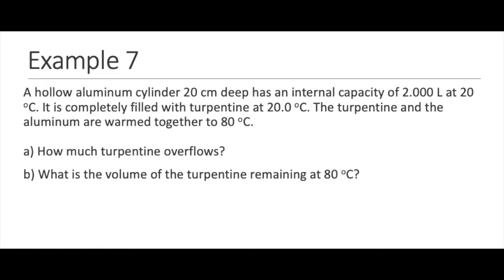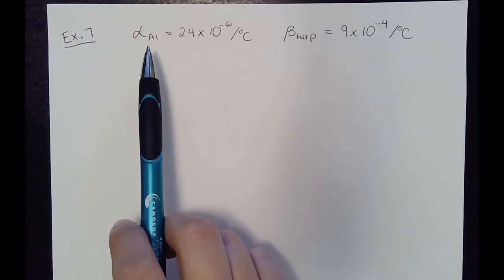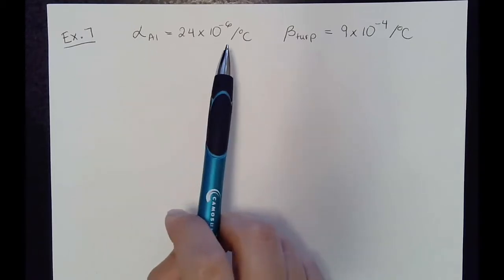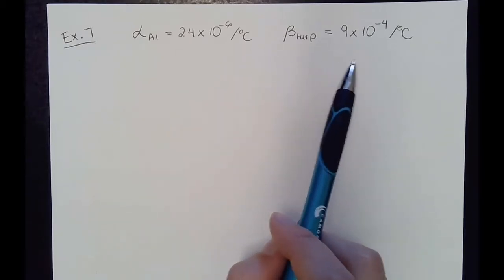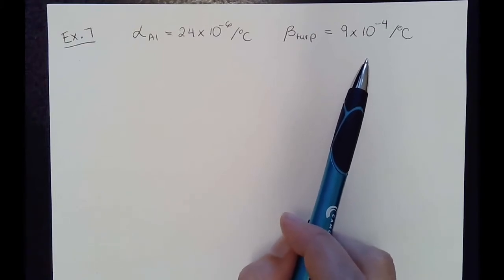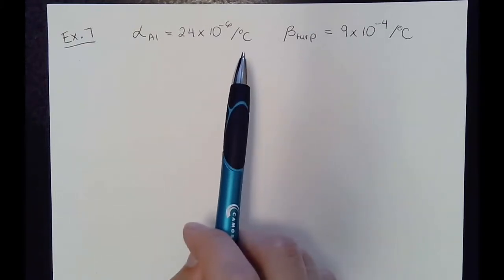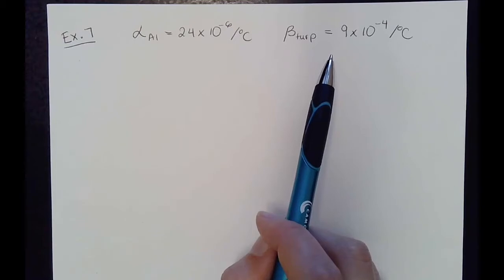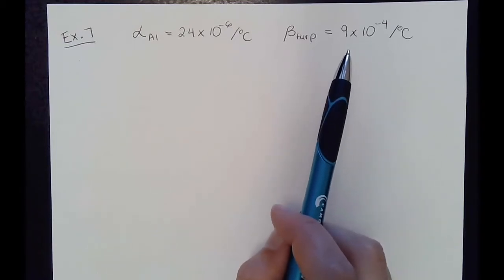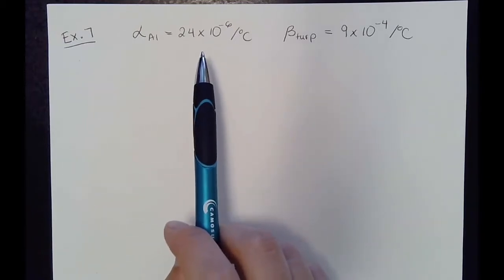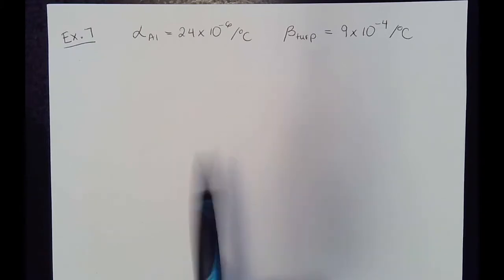Okay, so we have alpha for aluminum, and we can multiply that by 3 to find beta. And then beta for turpentine is 9 times 10 to the negative 4 per degree Celsius. So we can see already that, of course, the turpentine would overflow, because beta for aluminum will be less than beta for turpentine.